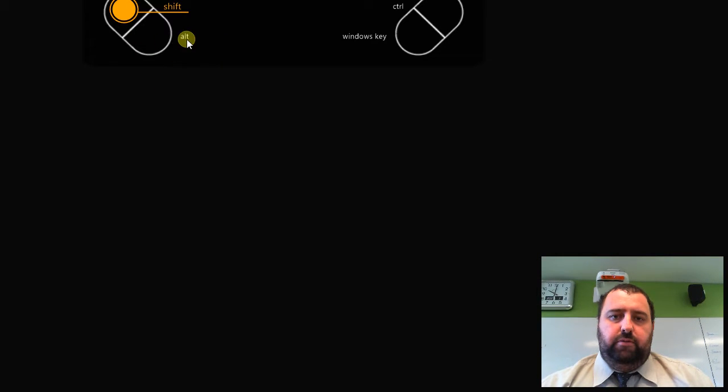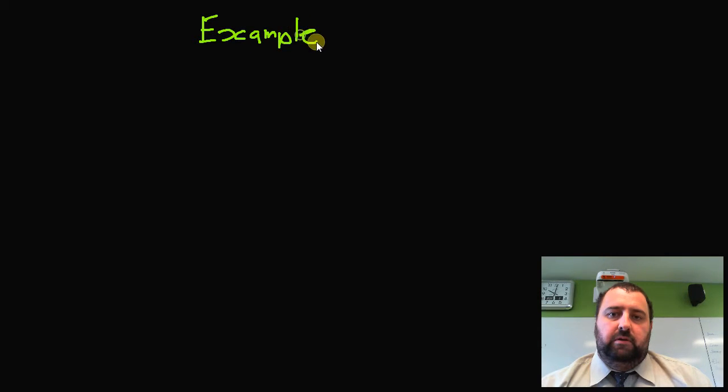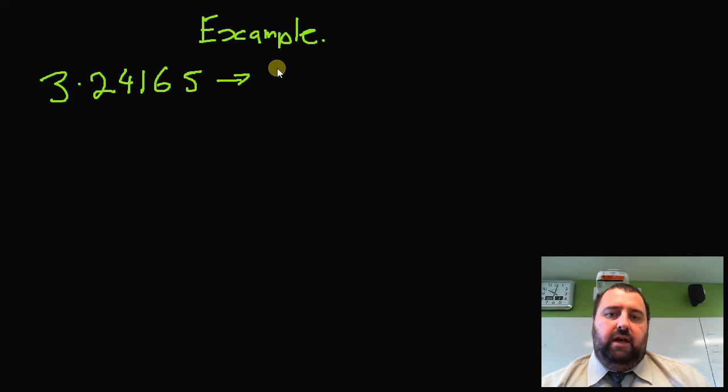Let's go into writing mode. There we go. So, example. So if I have 3.24165 and I am going to round that to 2 decimal places.